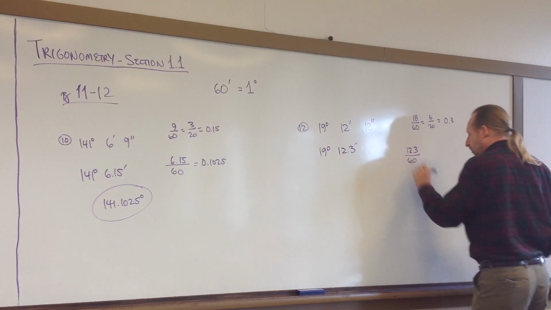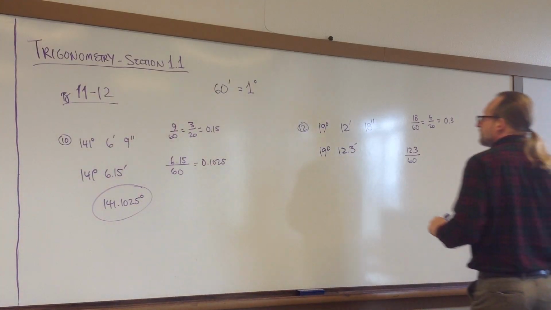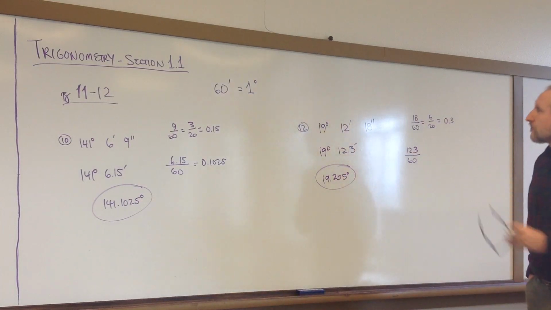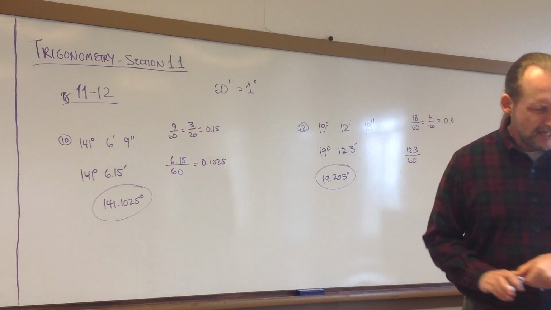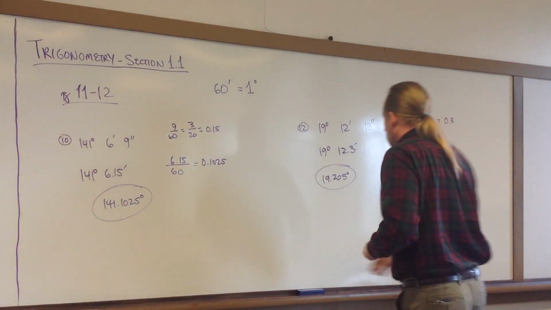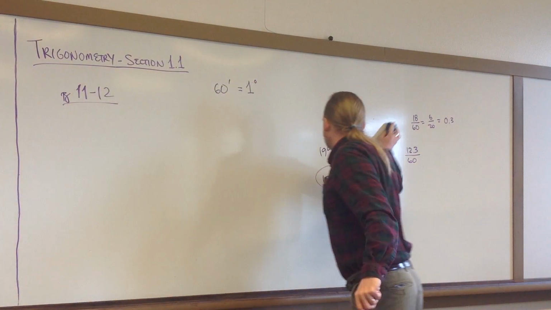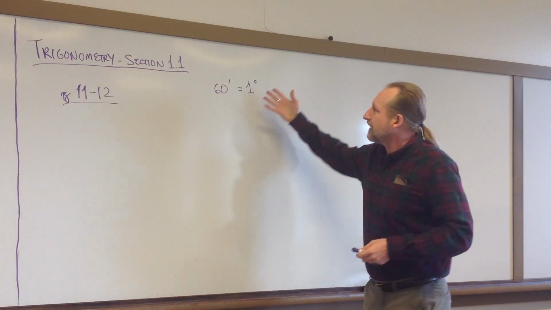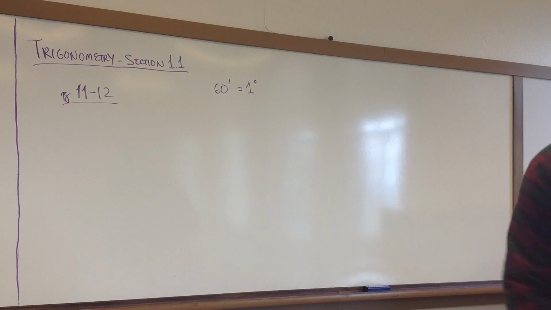Then we take our 12.3 and divide that by 60. That's 0.205. So this would be 19.205 degrees. Now the next section has decimal degrees that we want to change into minutes and seconds. In the first section, we were dividing by 60. In this next set, we're going to be multiplying by 60.